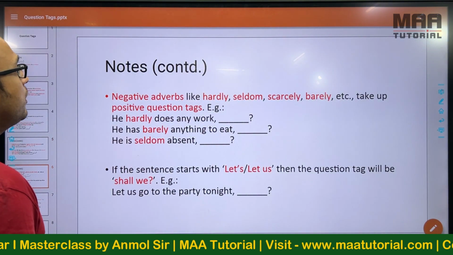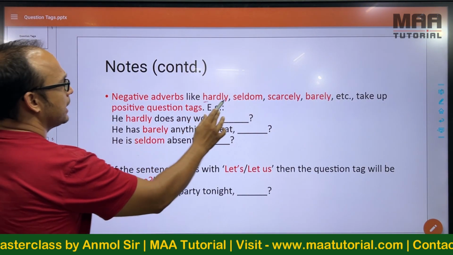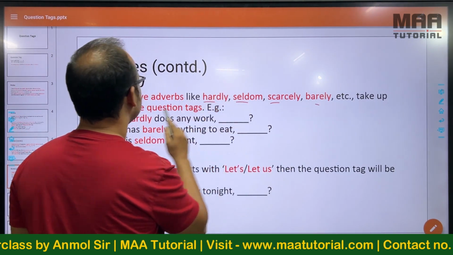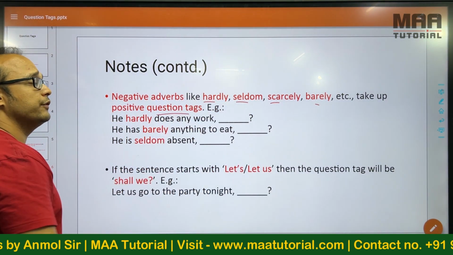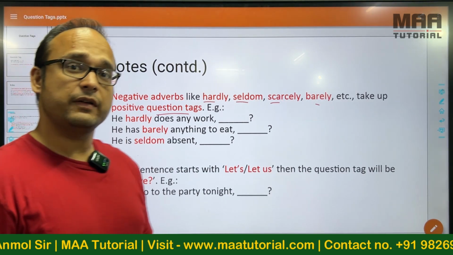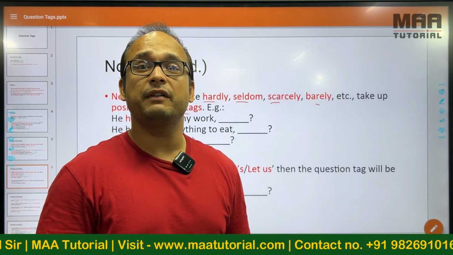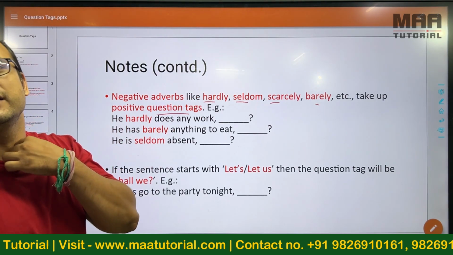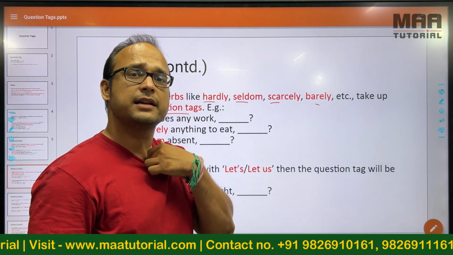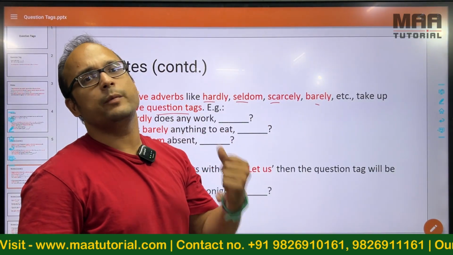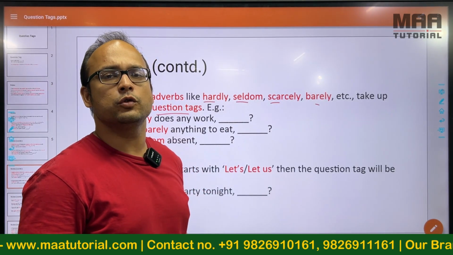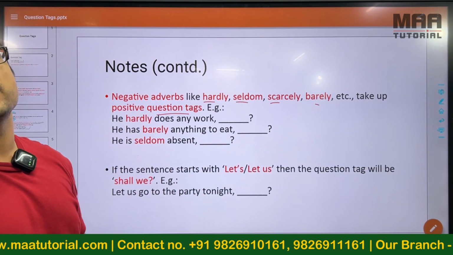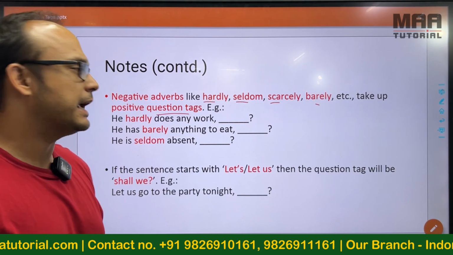Moving ahead. Now, negative adverbs like hardly, seldom, scarcely, barely, etc. take positive question tags. Not is also a negative adverb, but not is not the only one. There are other negative adverbs as well, like hardly, seldom, scarcely, barely. Even these treat the sentence as a negative. That means the question tag will be positive, as we saw in the first few rules: negative question tag for positive sentences, positive question tag for negative sentences.